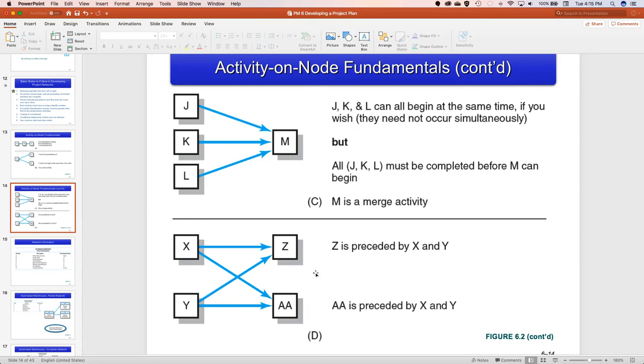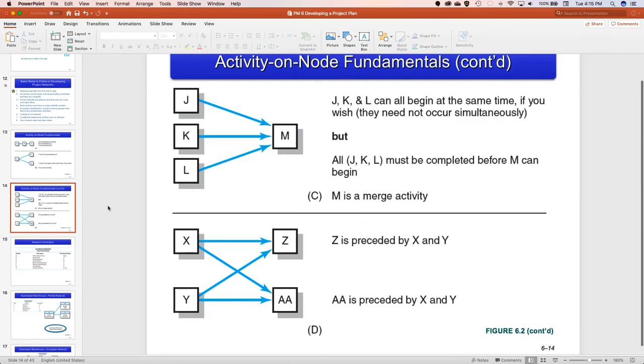But here's where I want you to be careful. It is not a safe assumption for you to assume that X and Y are parallel and then Z and double A are parallel. It is not a safe assumption to do that. So we're going to come back to that at a later date, so don't worry about it right now.